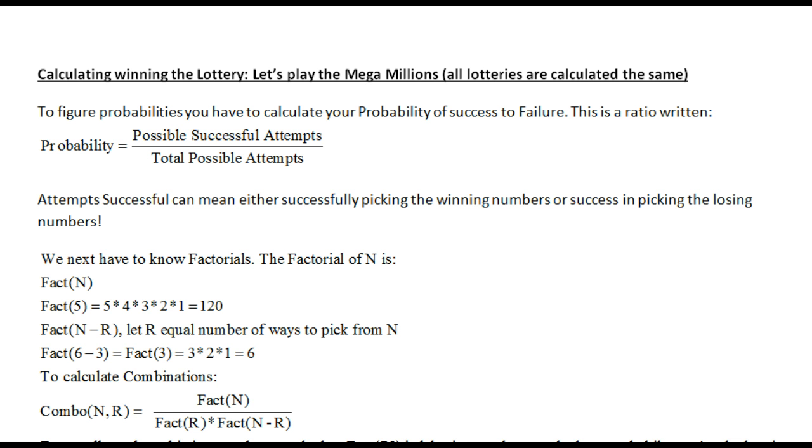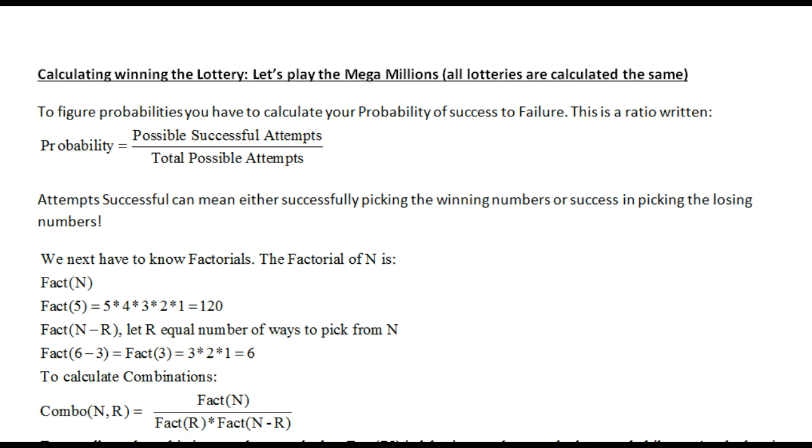Or you can type in fact n minus r, which in the Excel program has a comma there. Let r equal the number of ways to pick from n. We have to pick, let's say, r from n. So we have fact 6, where n is 6, and we have to pick 3 numbers from 6 numbers and get that combination. So that's 6 minus 3, which is factorial of 3. That's 3, 2, 1. That means there's 6 different combinations we can come up with.